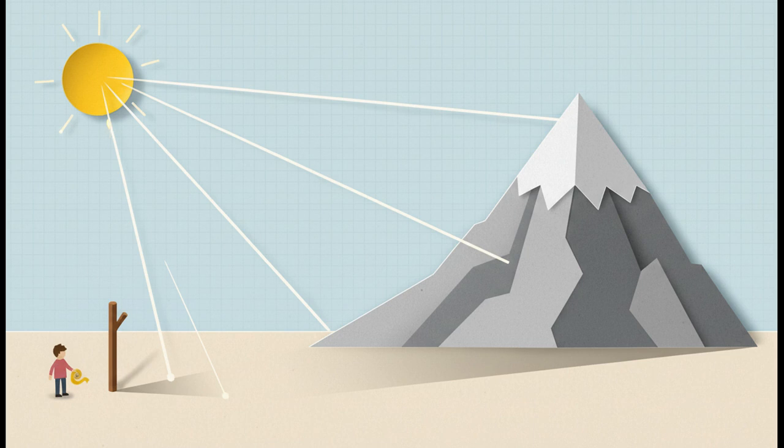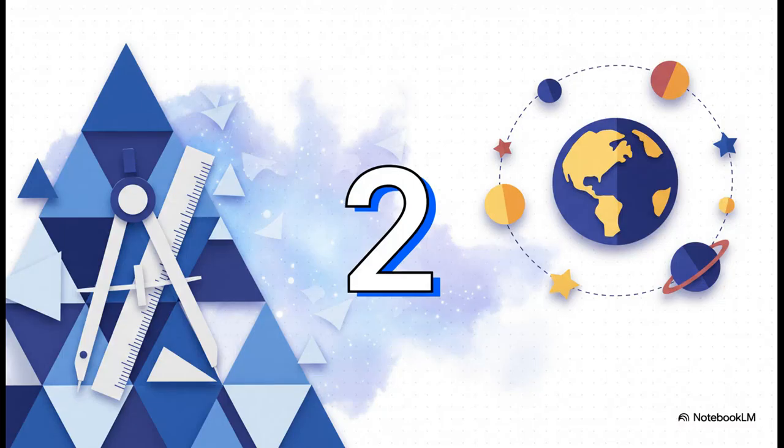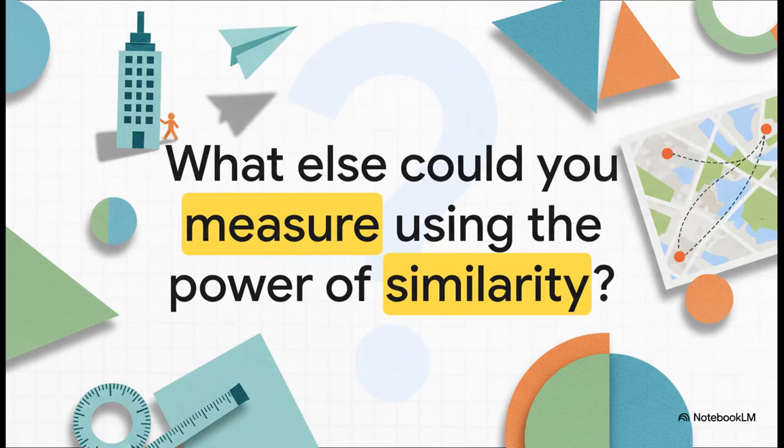It's genius. So it all comes down to the power of two, those two simple conditions, equal angles and proportional sides. They combine to give us this incredible tool, this cosmic yardstick that lets us measure things we could never ever hope to reach. Which really makes you think, doesn't it? Now that you understand the principle, what else could you measure? How could you use this power of similarity to solve other impossible problems?